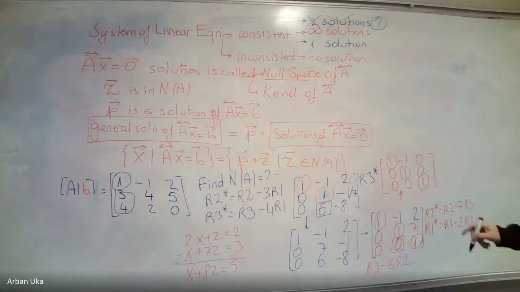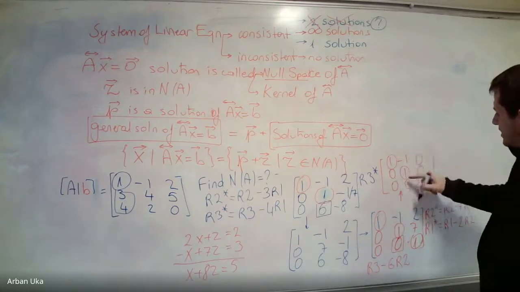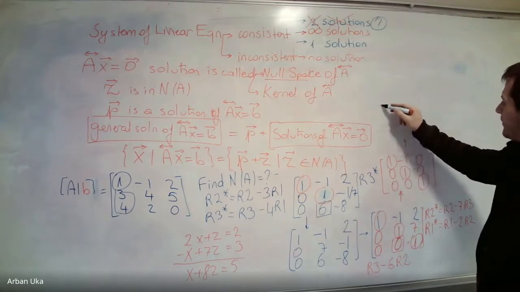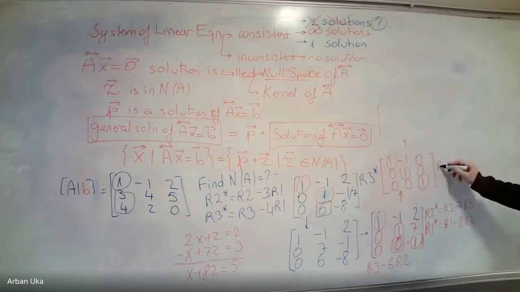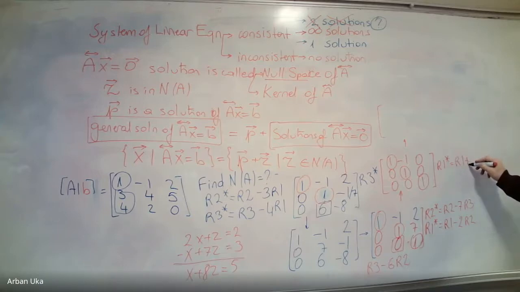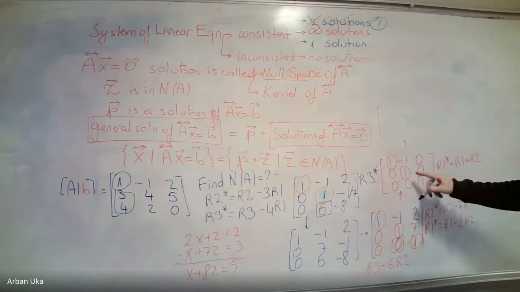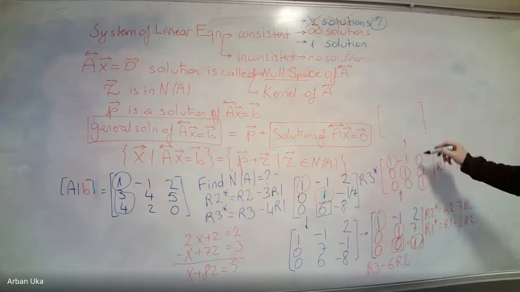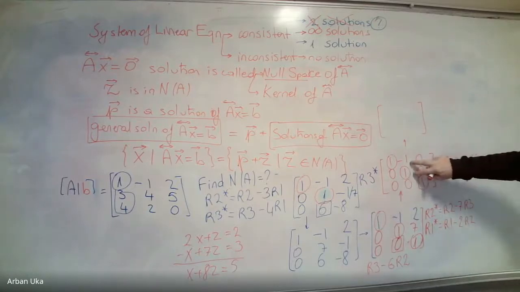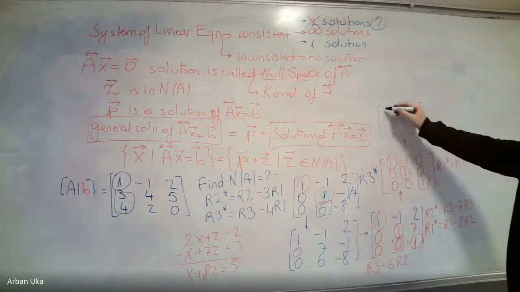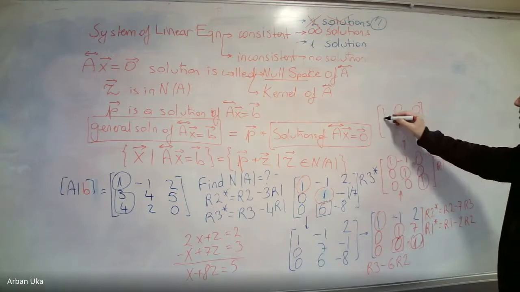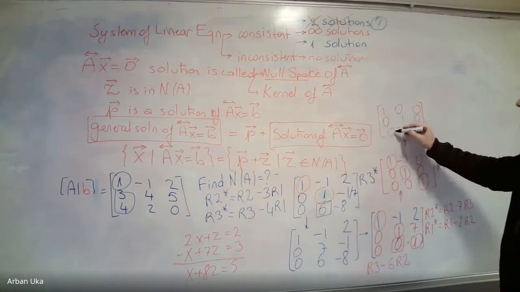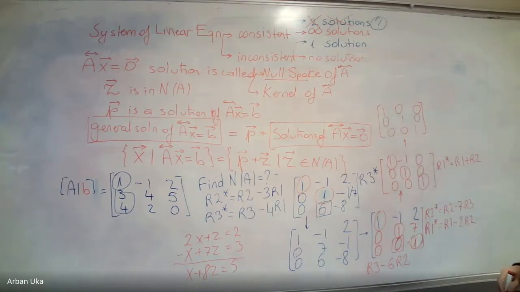And then it is obvious that the next step, what would be the next row? We're going to say row 1 star is equal to row 1 plus row 2. Would you agree? Because if we have these 2, we make this also 0. And finally, we get 1, 0, 0, 0, 1, 0, 0, 0, 1. So this is the end result.